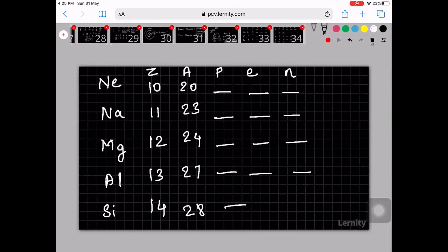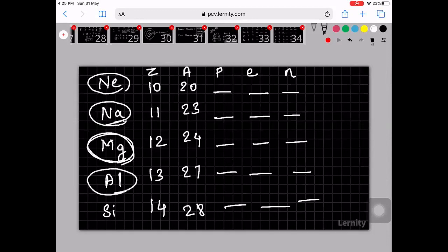Clear? I also wanted you to identify the name of these elements. If people already know, good. So Na, you have to identify the name. It's an element. Mg, it's an element. Al, it's an element. Si, it's an element. I'll tell you once anyway. Sodium. Na means sodium. Mg means magnesium. Al means aluminium. Si means silicon. These are all the names of these elements.